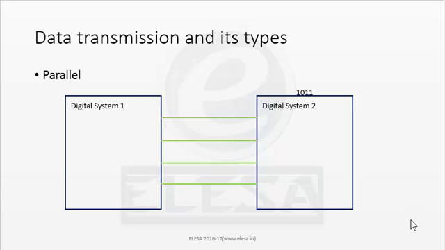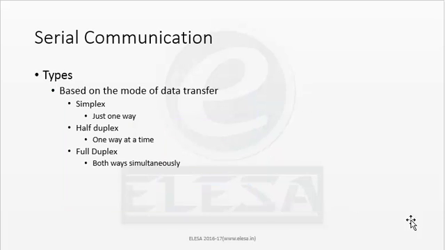Now let's take a look at the type of serial communication systems based on the mode of data transfer. Here we classify them as simplex, half duplex, and full duplex systems. In a simplex serial communication system, a single wire serves as the channel. It can be used only for one-way data transfer at any given instant of time.